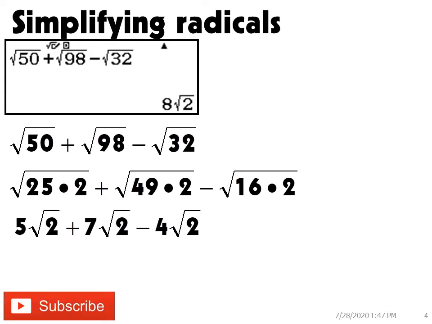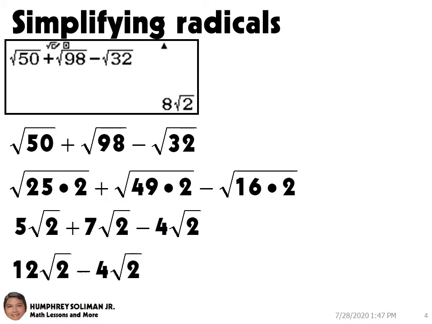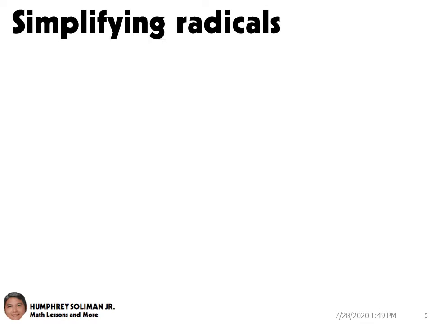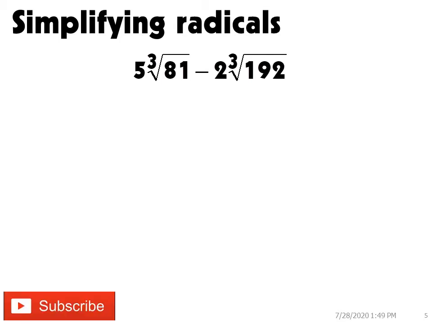If we add 5 plus 7, we get 12 square root of 2, and we need to subtract 4 from 12 to get the answer, 8 square root of 2. And now, if we have cube roots like the example below, the process is still the same.